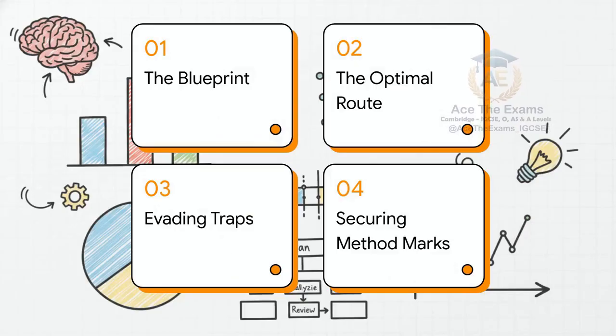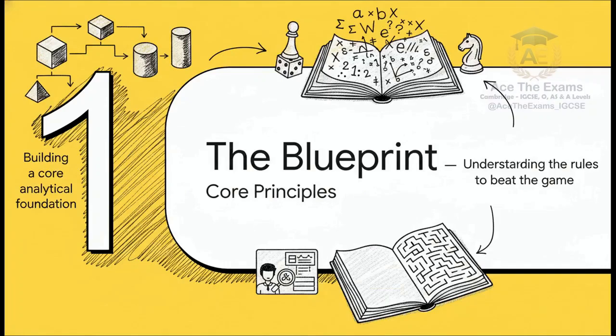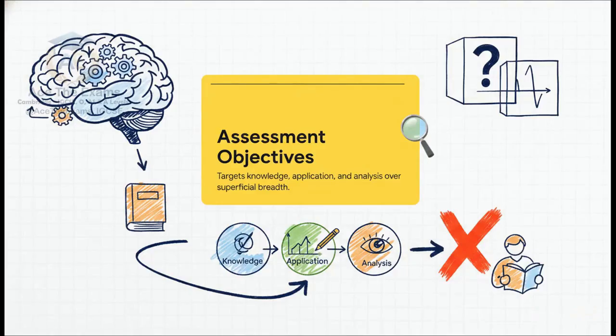All right, here's our tactical agenda for today's run. Number 1, the blueprint. Number 2, the optimal route. Number 3, evading traps. And number 4, securing method marks. Let's jump right in. Section 1. The Blueprint. Okay, we are in Phase 1, dissecting the route metrics.